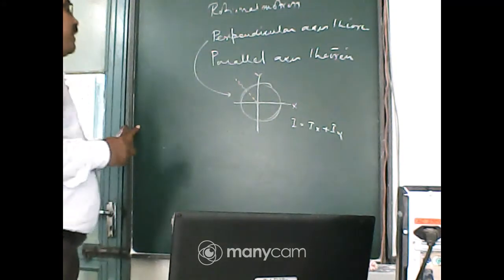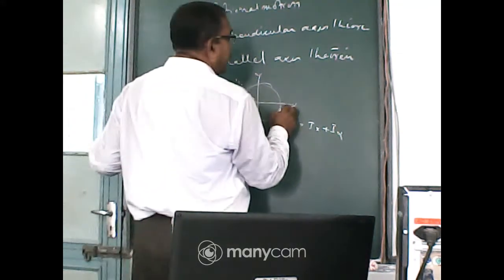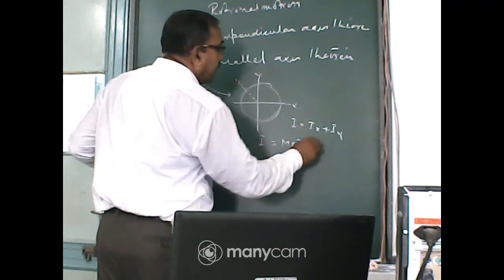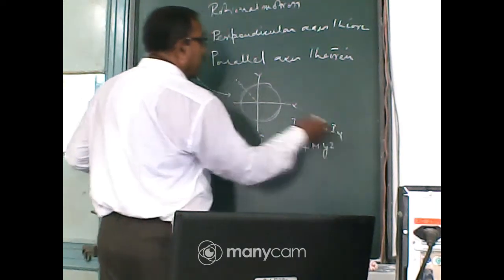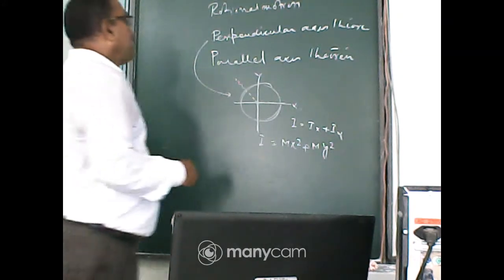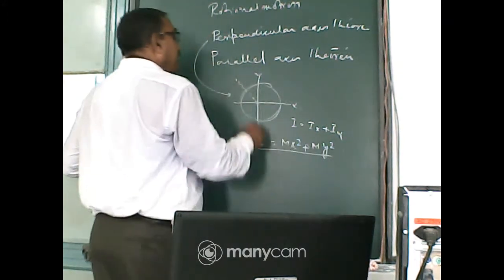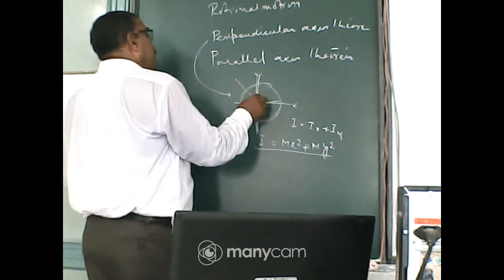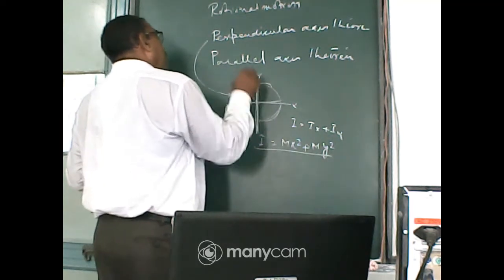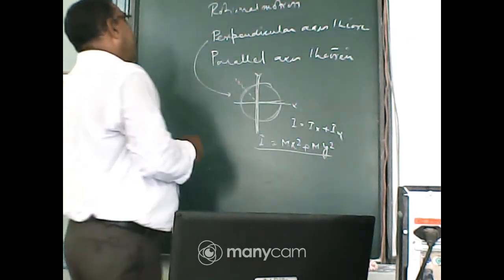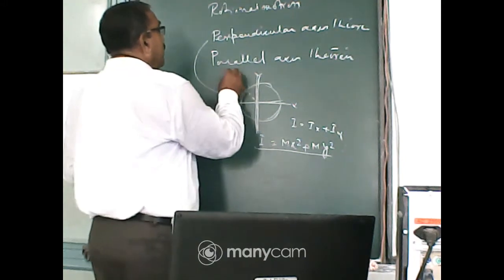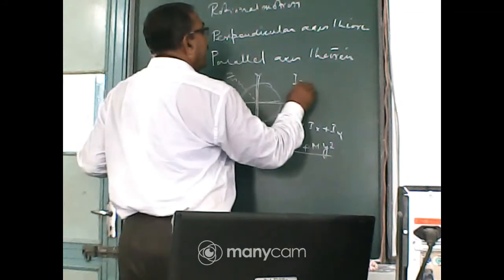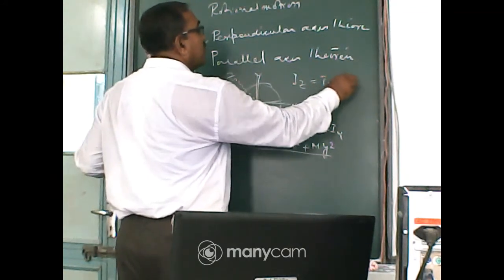What is the value of Ix? If you consider this the x-axis, that value will be m y square, and for the other, m x square. So this is the perpendicular axis theorem: two axes mutually perpendicular to each other, and the theorem gives the moment of inertia about the axis perpendicular to both. Considering that as the z axis, Iz equals Ix plus Iy.